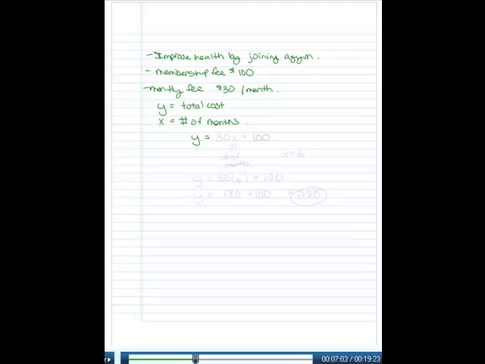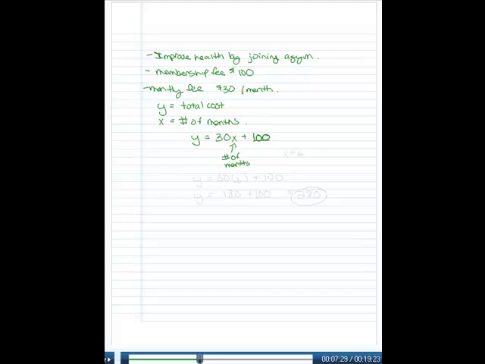So if I'm paying $30 a month, that's $30 times x, because x represents the number of months, which I haven't told you how many months I've been at the gym yet, so we can't answer that question, plus the $100 flat fee. So notice the $100 does not have a variable next to it. It's not being multiplied by anything because that's a constant. It is a one-time fee of $100.